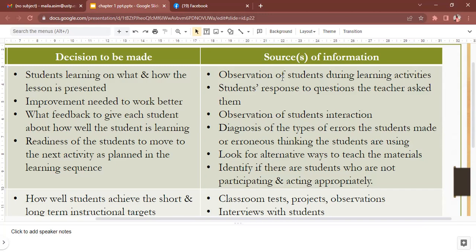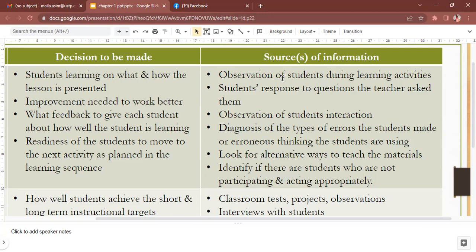Next is observation of students' interaction. Makita nimo if they are being interested sa imong klase. And of course, mangita ka ug activity nga mas active ang mga students. Next, diagnosis of the types of errors the students made. No? Unsa tong mga types of errors, major errors ba kini or minor, so it will help you to rethink of another assessment nga buhaton.